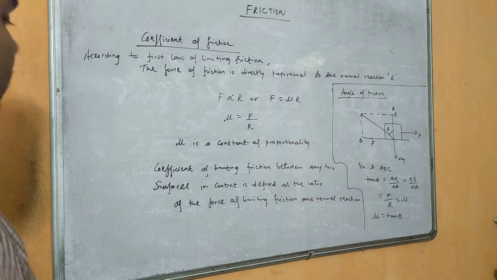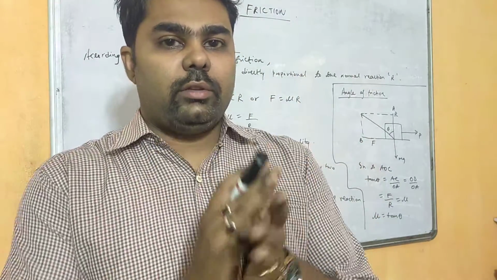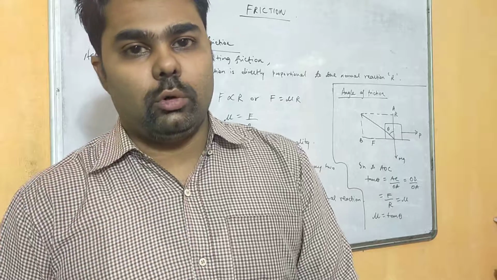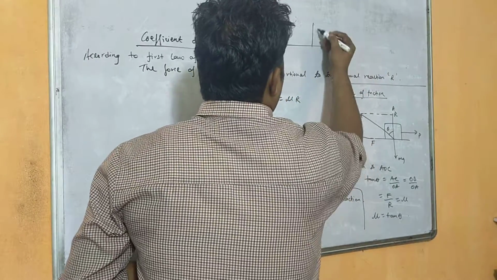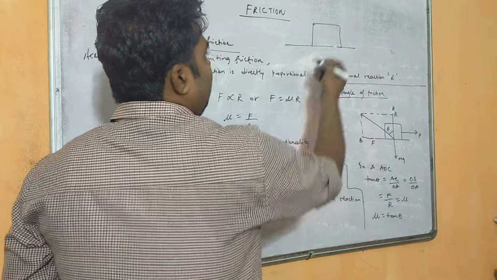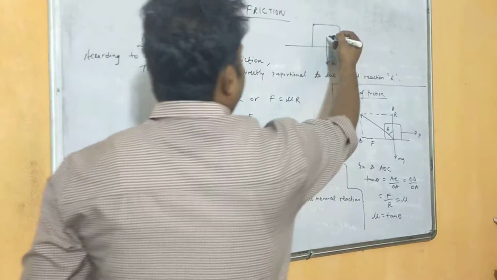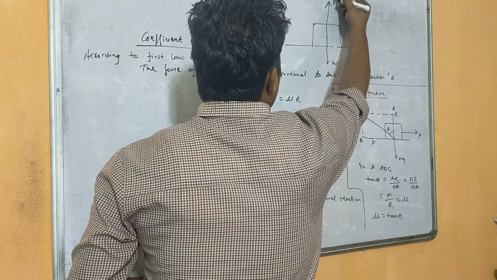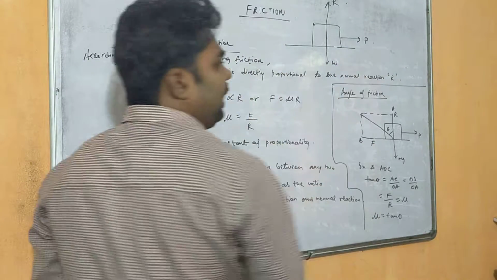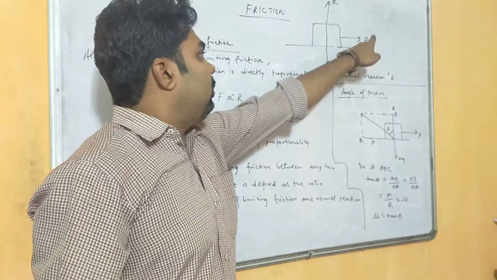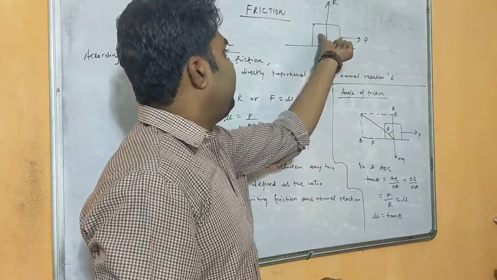Now according to the law of limiting friction, the frictional force is directly proportional to normal reaction. Now what does this mean? You see, for example, we have one table and a block is placed here. The block's weight is acting in downward direction and its reaction force will be in upward direction. Now when you are applying a force in forward direction, that is P is the applied force, the applied force will be more if the object is more heavy.